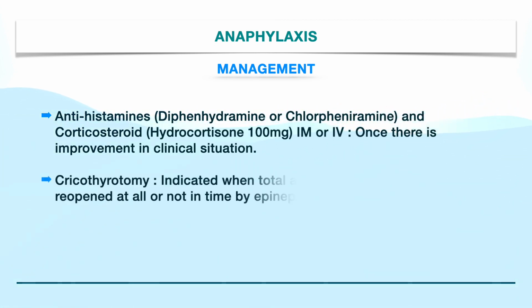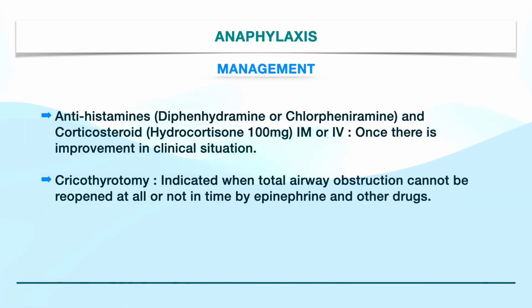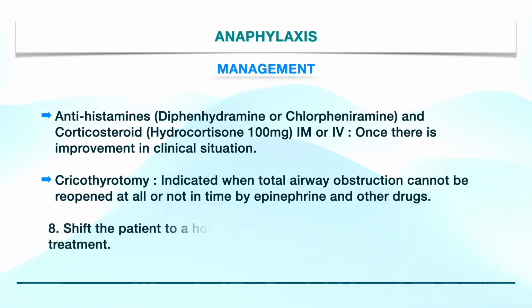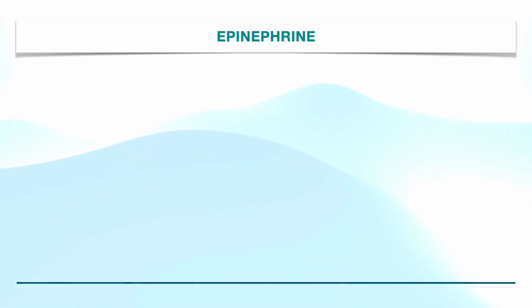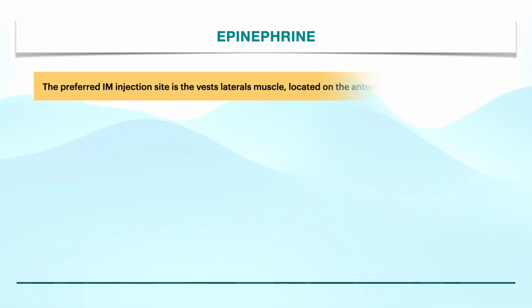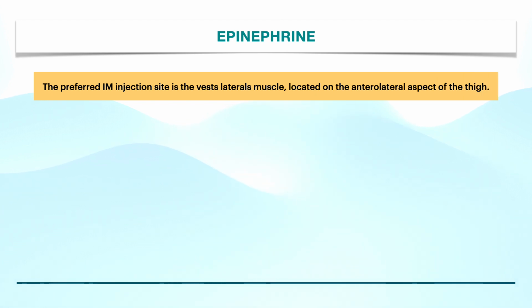Cricothyrotomy is indicated when total airway obstruction cannot be reopened at all or not in time by epinephrine and other drugs. The patient should be shifted to a hospital for further observation and additional treatment. At last, some important points to remember about epinephrine. The preferred intramuscular injection site is the vastus lateralis muscle located on the anterolateral aspect of the thigh.